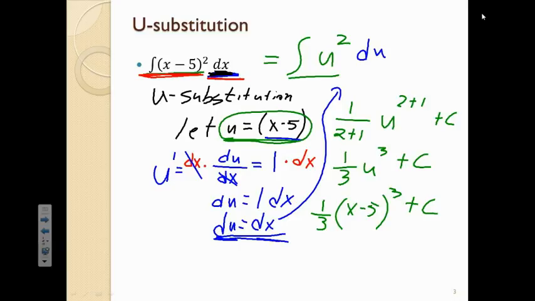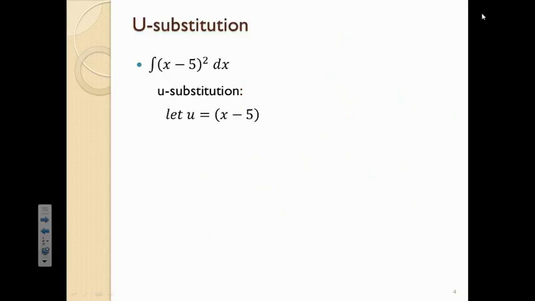Now, real quick here, I'm going to run through this again. I have it on PowerPoint, so you can actually see it outside of the video if you want to run through the example that's on Moodle. Again, we did u substitution, and we let u equal x minus 5. Then because of that, we know that so far we've substituted in the integral of u squared for the integral of x minus 5, the quantity squared.